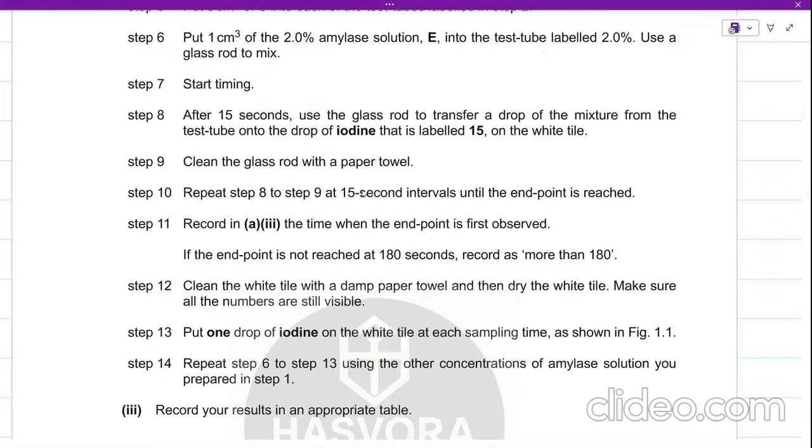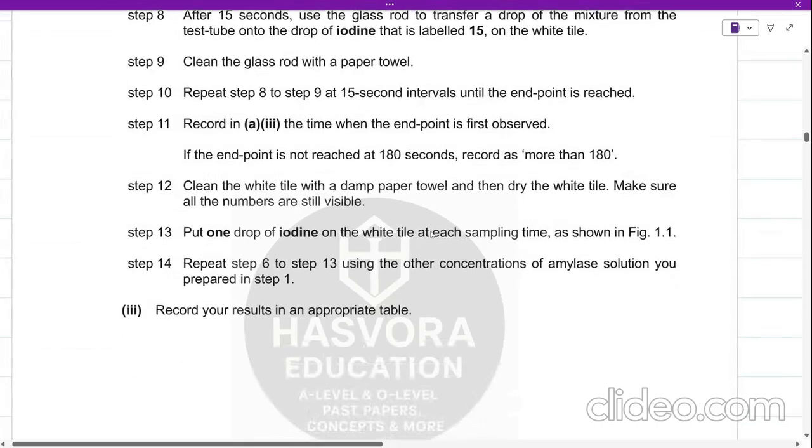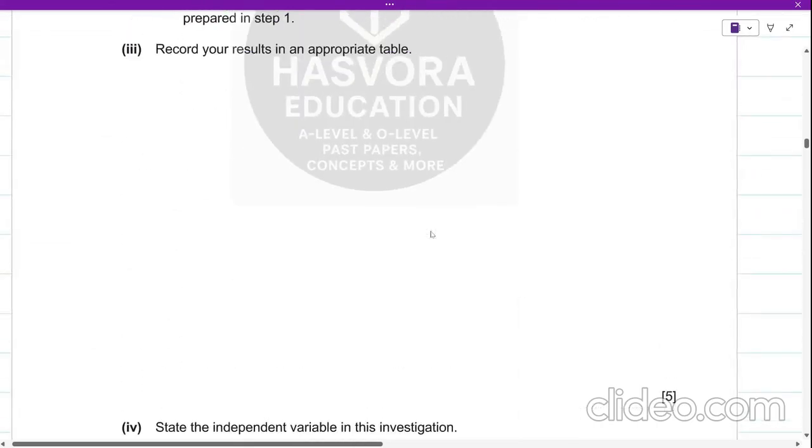If the endpoint is not reached at 180 seconds, record as more than 180. Clean the white tile with a damp paper towel and then dry the white tile. Make sure all the numbers are still visible. Put one drop of iodine on the white tile at each sampling time and repeat steps 6 to 13 using other concentrations.